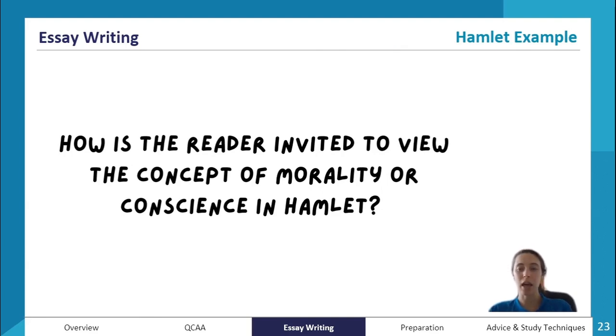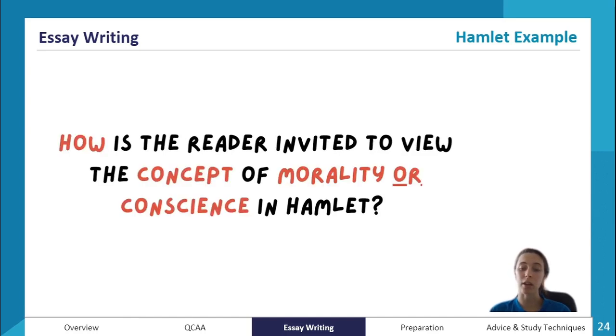Okay, so we've got an example here from Hamlet. How is the reader invited to view the concept of morality or conscience in Hamlet? So we've got this idea of a how question. We've got the concept of morality or conscience, and "or" is a key word here as well. So: how, concept, morality, concept, conscience. And "or" is key here because it's not asking for both. These kinds of subtleties can make a huge difference when it comes to an essay prompt.